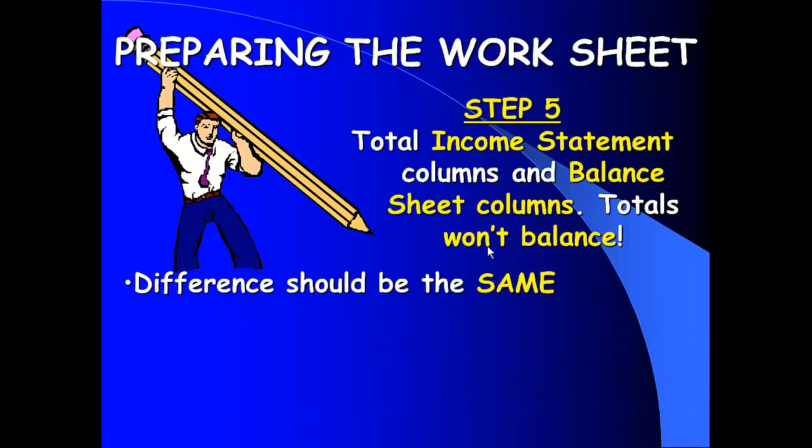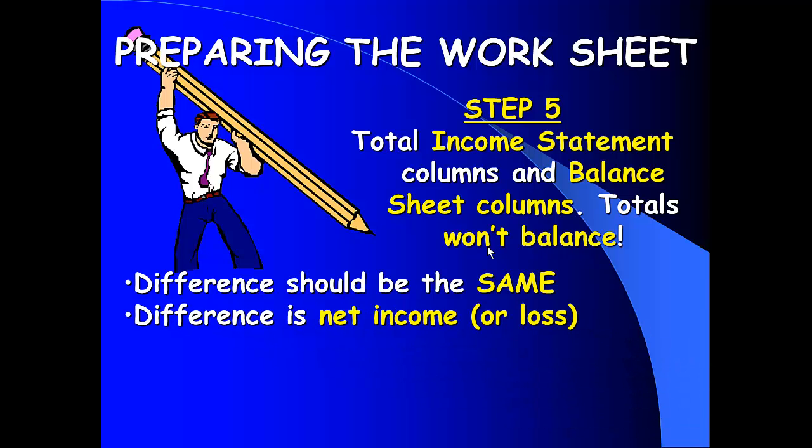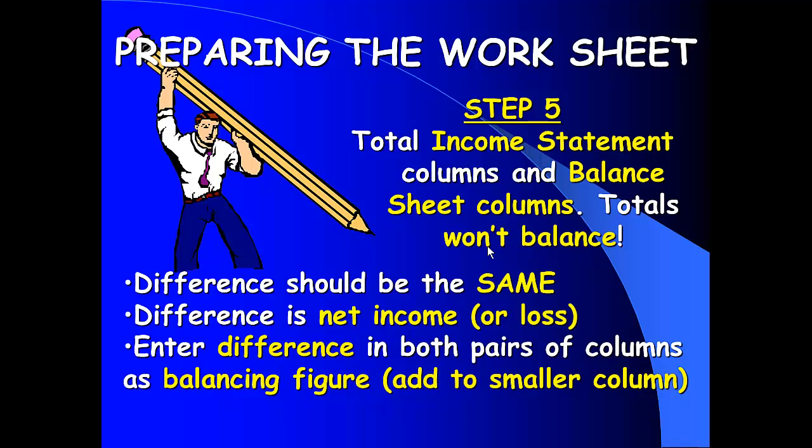We should find, when we total up the two columns, that two things hold true. First off, the difference between the two totals in the income statement column and the difference between the two totals in the balance sheet column should be the same. So if you've got a $4,000 difference between the totals in the income statement column, you should have that same difference in the balance sheet column. Secondly, the difference should be off in the opposite direction. If the income statement credits are bigger than the debits, then the balance sheet debits should be bigger than the credits. So same amount, opposite direction.